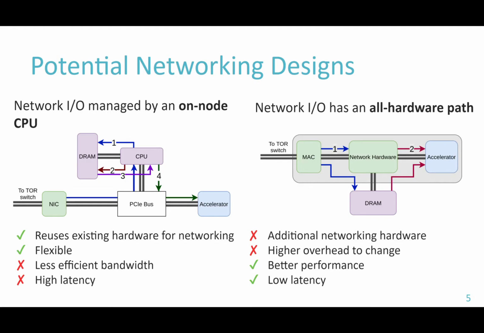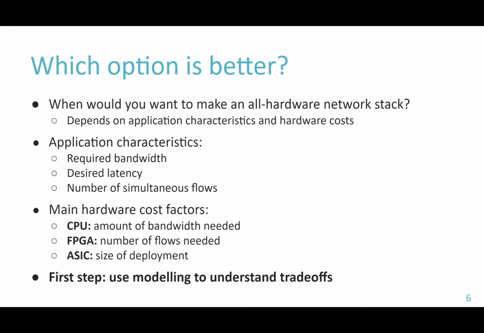The second option, like Microsoft Catapult does, is to have an all-hardware path. In this case, you need additional hardware in order to implement your networking protocol, and because your networking protocol is in hardware, it's harder to change. However, your performance is more efficient and you have lower latency due to the tight coupling of your networking hardware with your accelerator. So we ask the question, which option is better?